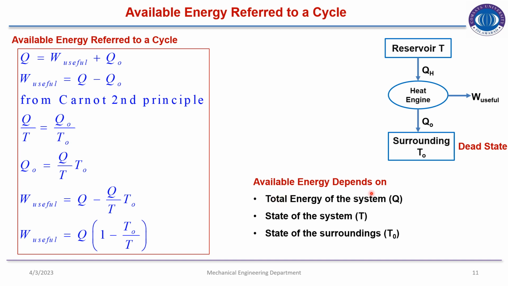So here available energy depends on the total energy of the system, Q. QH is the total amount of energy that is entering into the system, that is the heat engine. It also depends on the state of the system, T, the temperature of the high temperature reservoir, and the state of the surrounding. So available energy depends on both the temperature of the system and surrounding and the content or total energy of the system, that is Q. These three parameters tell us how much available energy is present in the system.